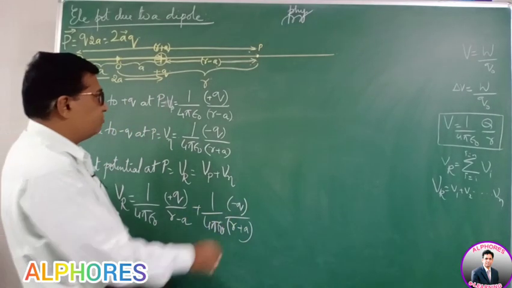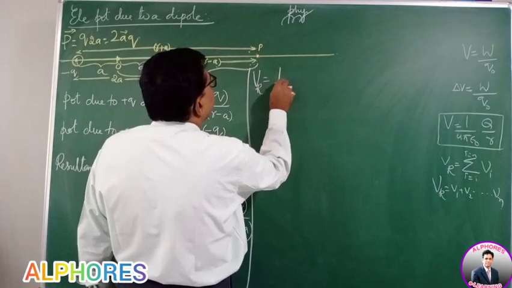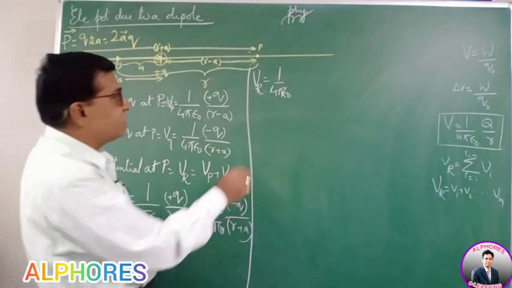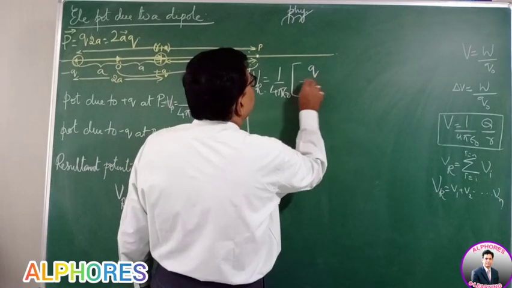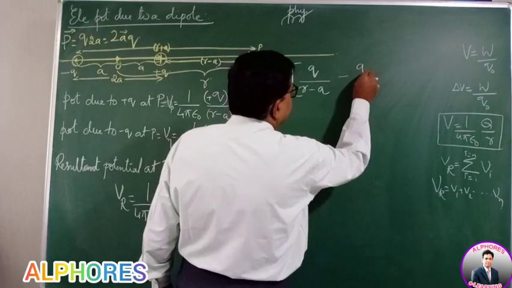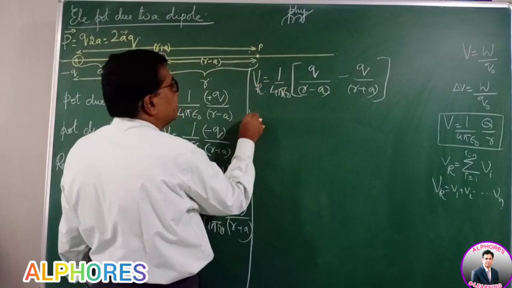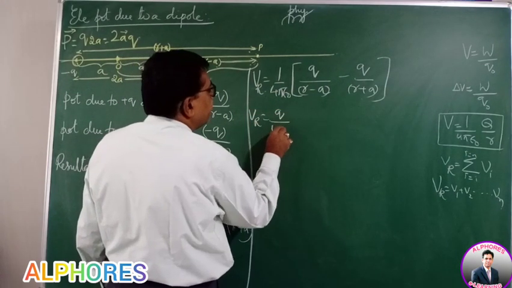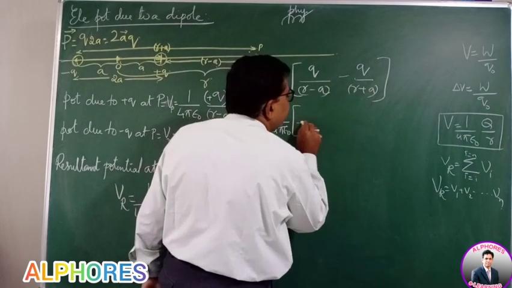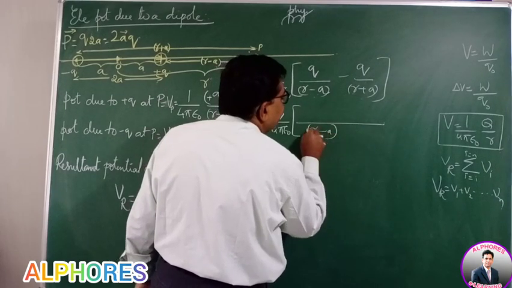Take the common things out. If I take the common things out, the resultant potential at point P, 1 by 4 pi epsilon naught is common. So the constant out, it's Q by R minus A, plus into minus, minus Q by R plus A. Again, Q you can take common out there. So it's Q by 4 pi epsilon naught, well, this is R minus A and R plus A. In the denominator, I can take the LCM. It is R minus A into R plus A.